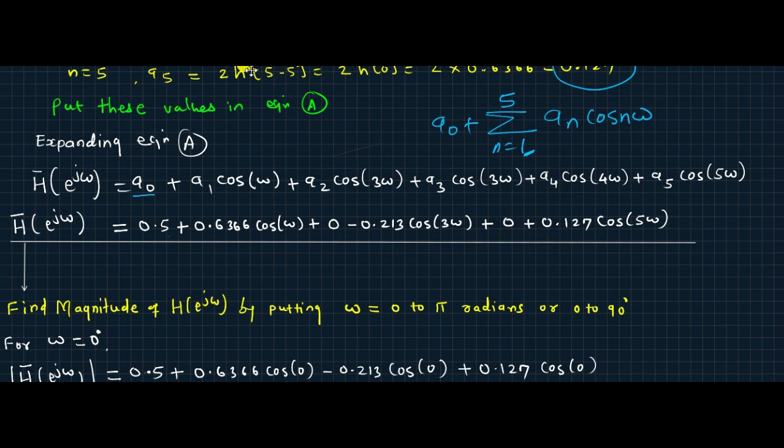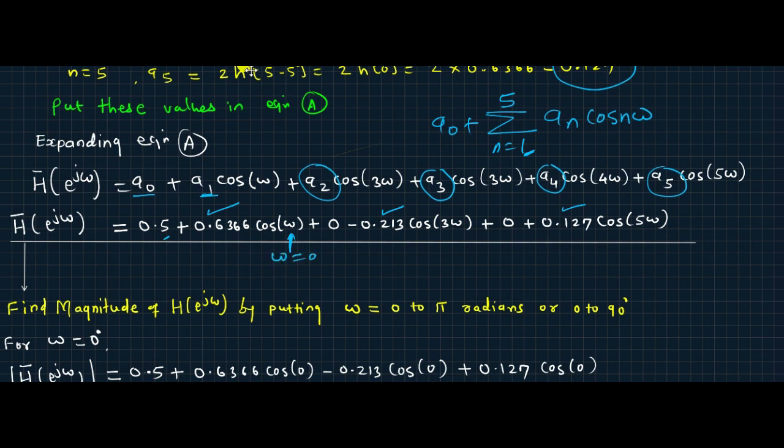Now, substitute this 0.5, and substitute the coefficients a1, a2. We have obtained a3, a4, and a5. So this is 0.6366 minus 0.213 minus 0.127. Now what is the next step? The next and final step is to change the value of omega. For each omega, which is the frequency of the cosinusoidal part, this omega will change.